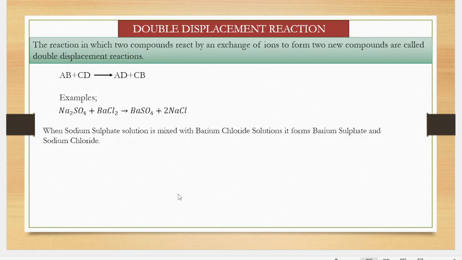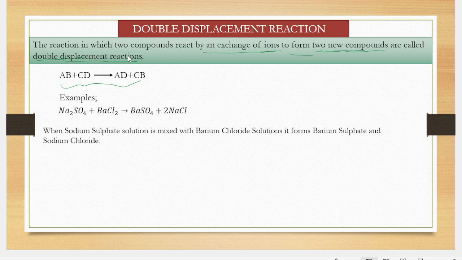Next, double displacement reaction. What happens in a double displacement reaction? Two compounds react and their positive and negative ions switch places to form two new products. This is the equation you can see. As for the definition, the reaction in which two compounds react by exchange of ions. The exchange of ions takes place, and it forms two new compounds. That is called a double displacement reaction.